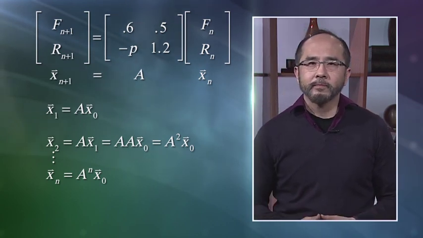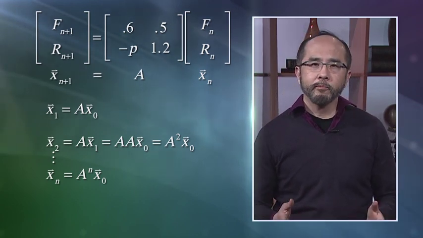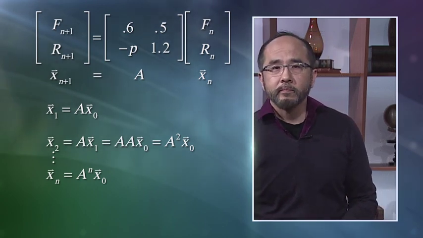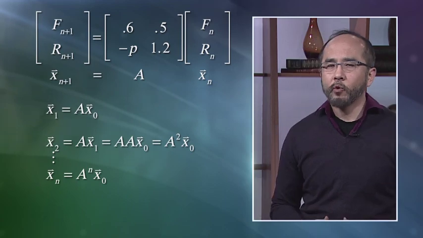That's nifty, but now the question becomes, how do we compute A to the nth power? Can we do it quickly? We'll return to this example once we've developed the machinery. But what I want you to notice now is that answering the question about fox and rabbit populations has led, in a very simple model, to the problem of how to compute powers of a matrix. And we'll soon see how eigenvectors and eigenvalues can help us.